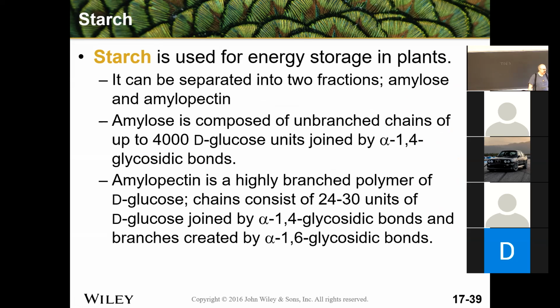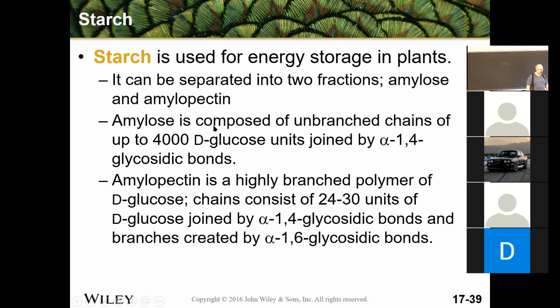All right, if we take the structure of maltose, which we saw earlier, an alpha 1 to 4 linkage of 2 glucose units, and if we repeat that thousands of times, then we have a polysaccharide called starch. And starch is used for the energy storage in plants. It can be separated into 2 fractions, amylose and amylopectin.